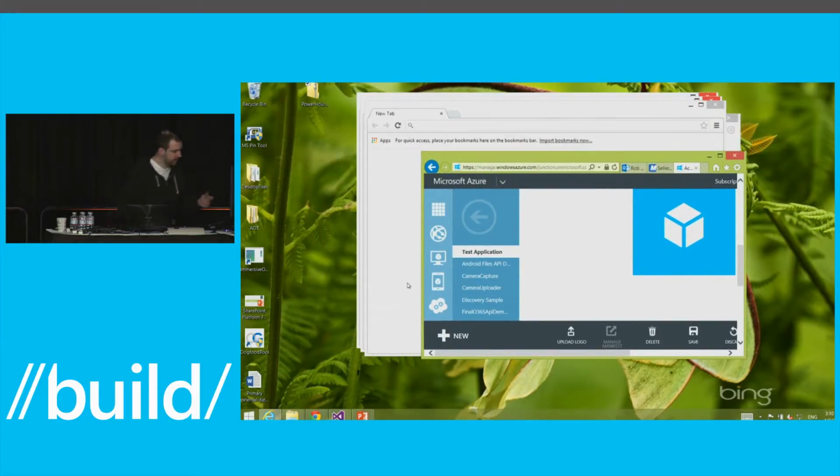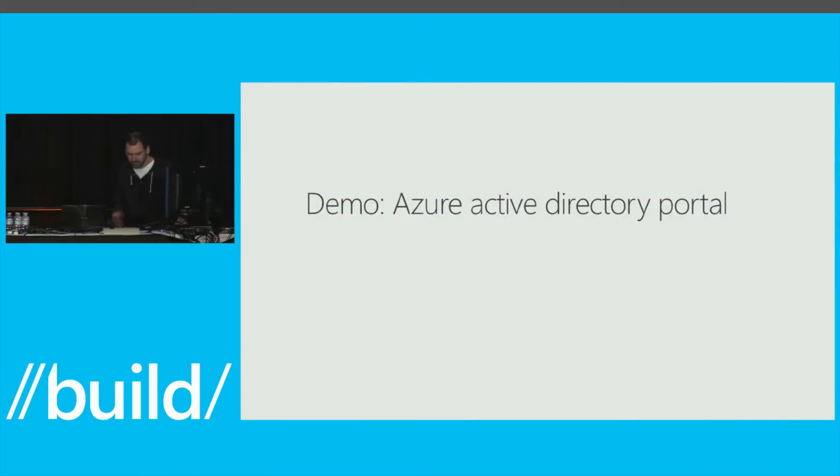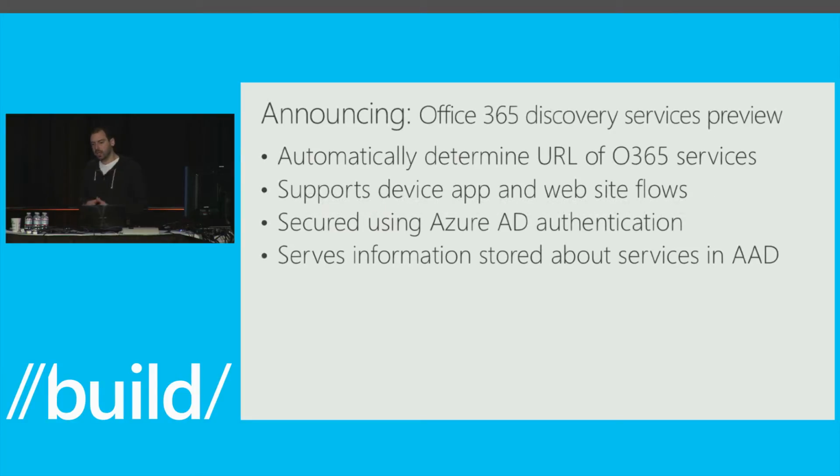I'm going to go back real quick and talk about some other problems that we have some announcements for. The first problem I talked about was authentication. The second problem I talked about was then you have to type in that URL, especially when it's your OneDrive URL or your MySite URL. That's a really long URL to type in. You have to go find it and copy and paste. So we're announcing what we call the discovery service in order to solve this exact problem.